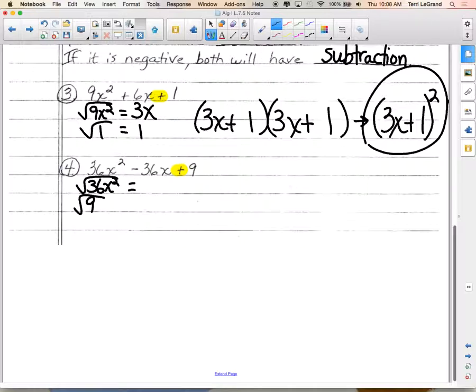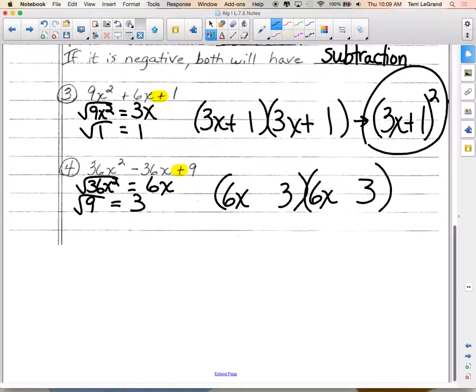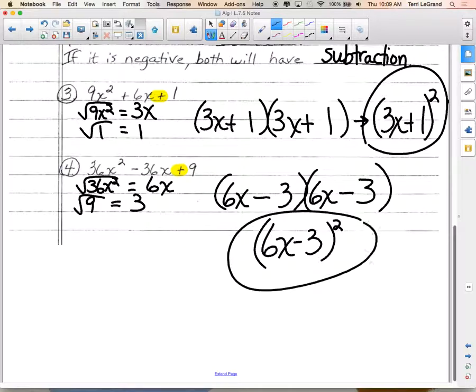What is the square root of 36x squared? It's 6x. And what is the square root of 9? 3. Now how else are you going to check to see if it passes? Multiply 6x times 3 and double it. 6 times 3 is 18, doubled is 36. And we got a 36x in the middle, don't we? So it does pass the test for being a perfect square trinomial. So they're both going to start with 6x and both end with 3. They will have subtraction this time because b is negative. So we can write this as 6x minus 3 times itself.